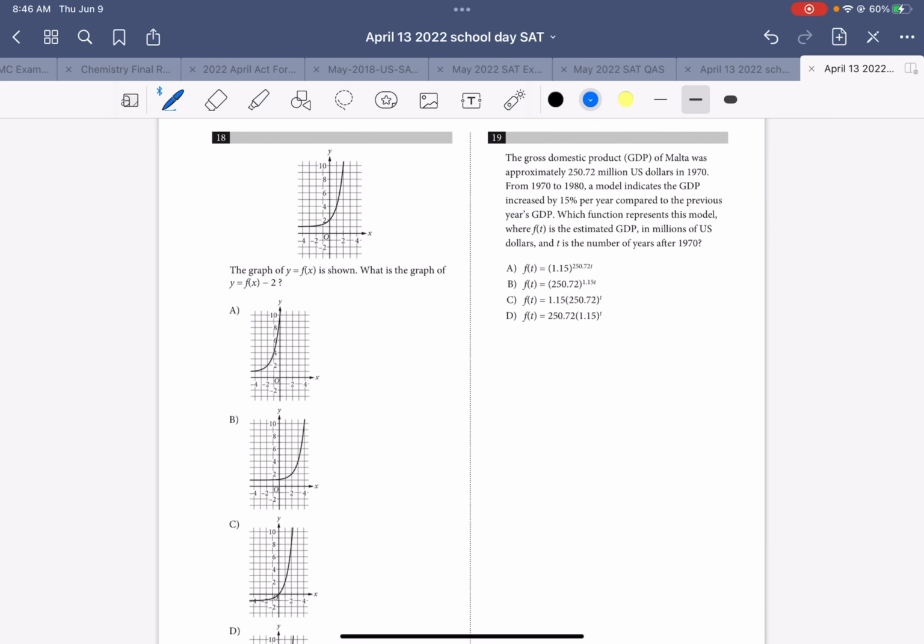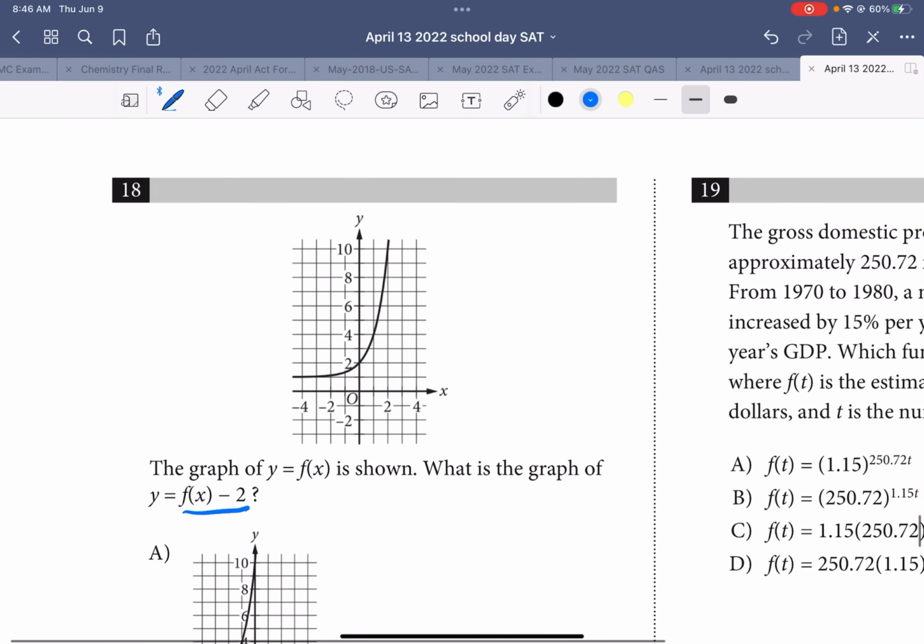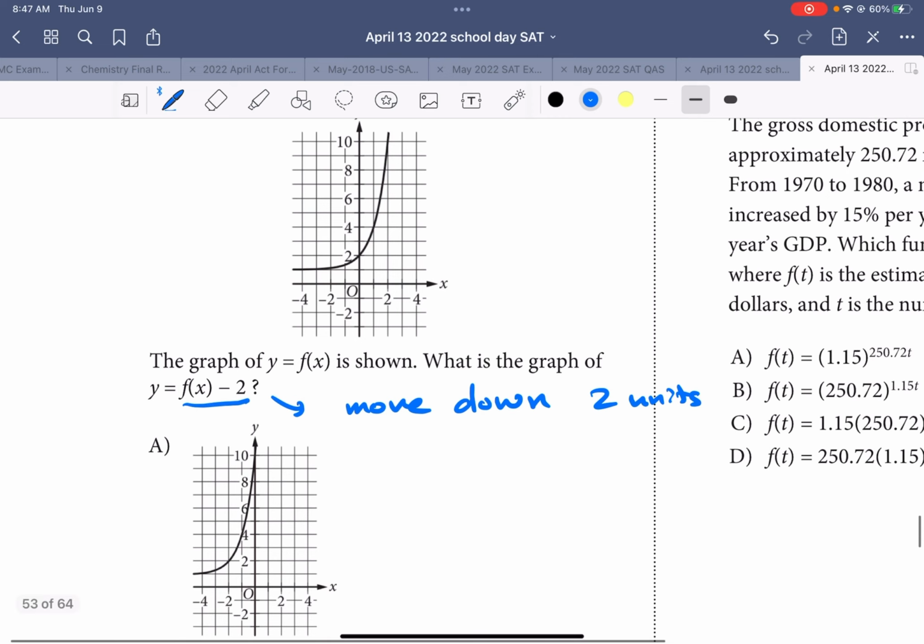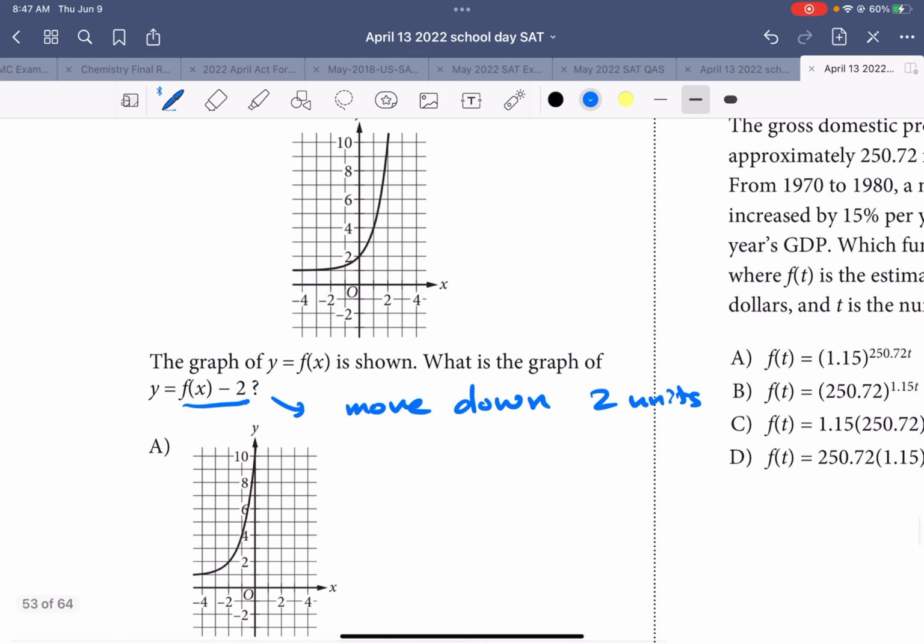Number 18. The graph of f of x is shown. What is the graph of f of x minus 2? So f of x minus 2, this one is a vertical translation. This one moves, or translates, down 2 units. If you move this graph down, that famous point will be here, and your new graph will look like this.